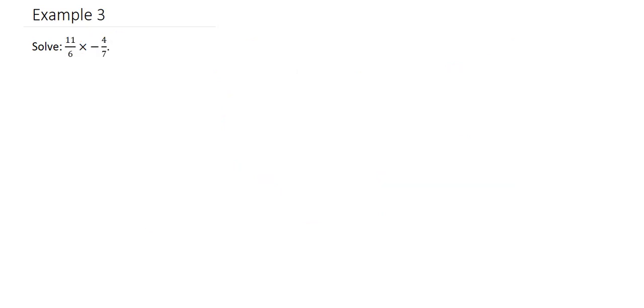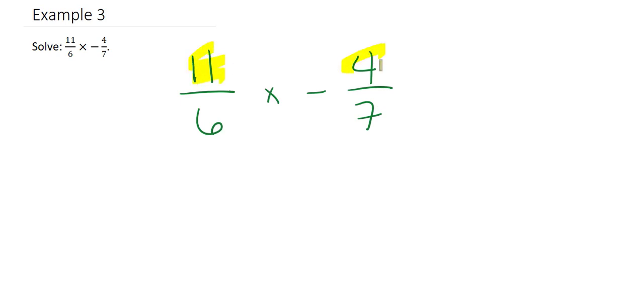Let's go ahead and look at the last example. So example 3, we're going to solve for the following. We have 11/6 times -4/7. So multiply the top, then we're going to multiply the bottom.